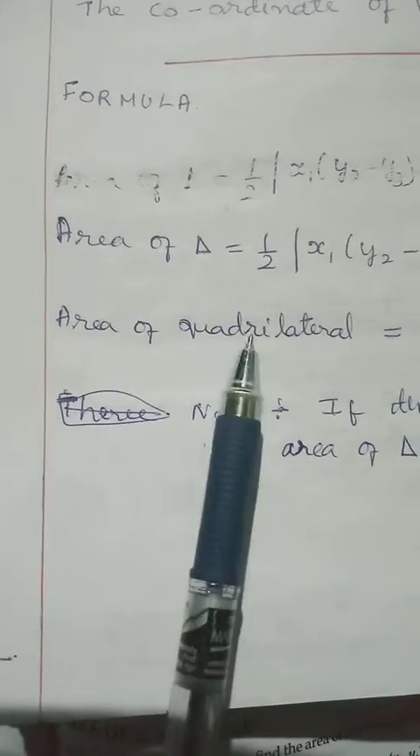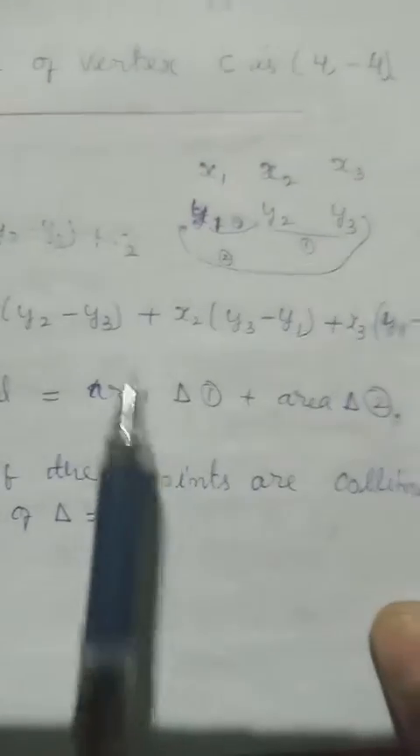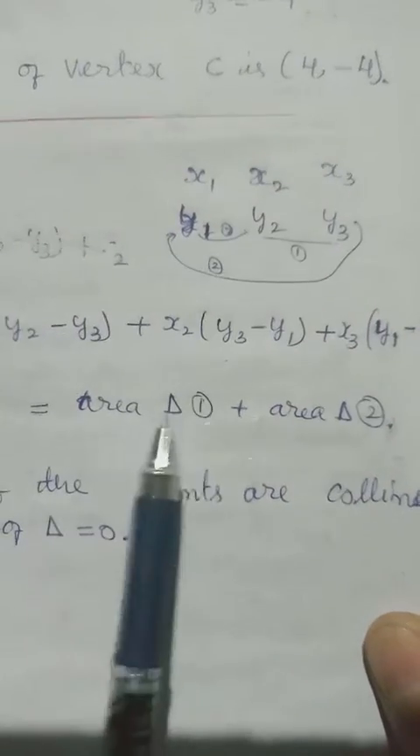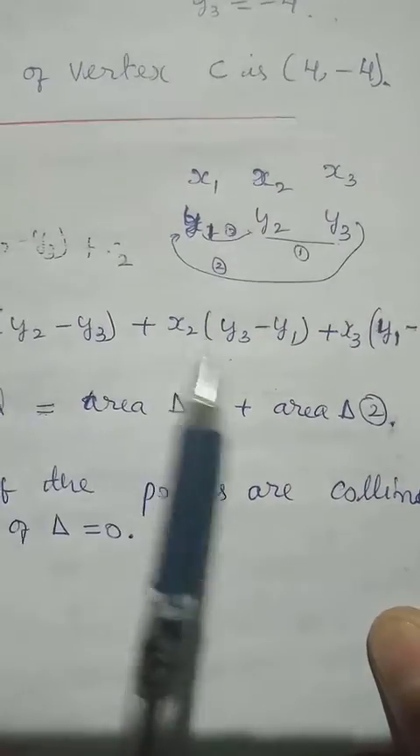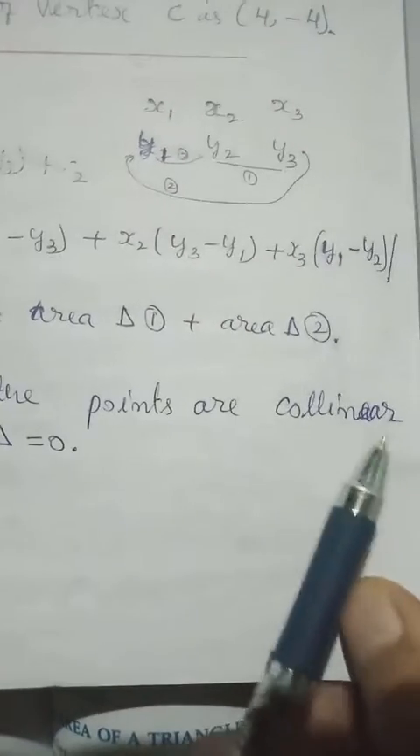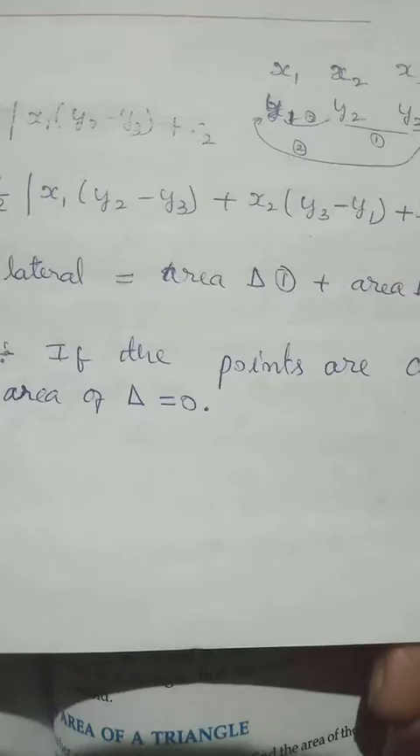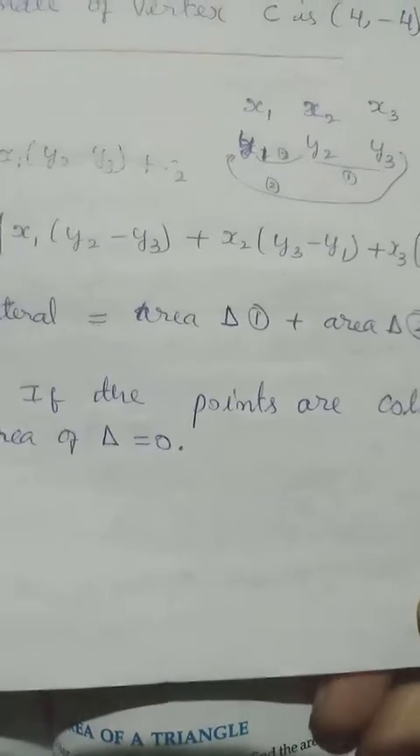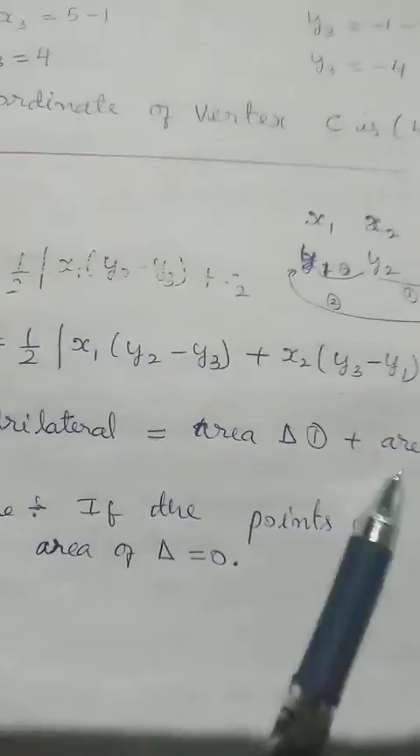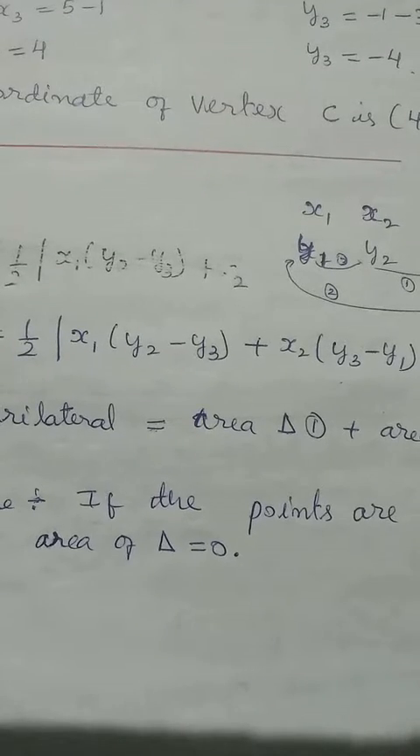Then for quadrilateral, we can divide the quadrilateral into two parts so that we get two triangles. So finding the area of both triangles, we will get the area of quadrilateral. Then when they say that the points are collinear means straight line. So in that case, if we find the area of triangle, it will be zero. So using those ideas, those formulas, we can solve the next exercise.